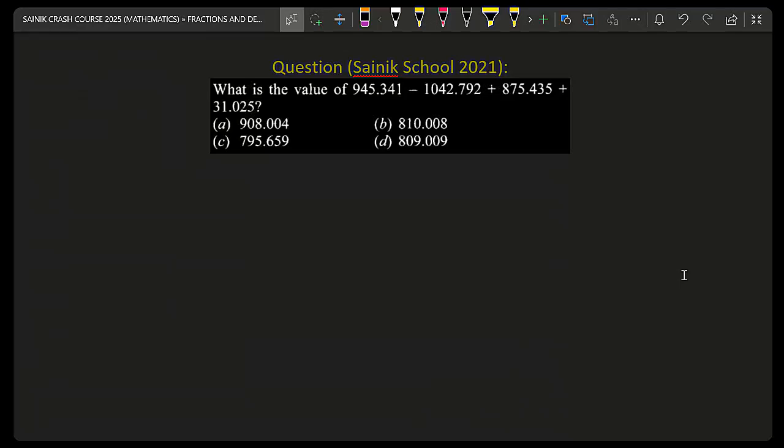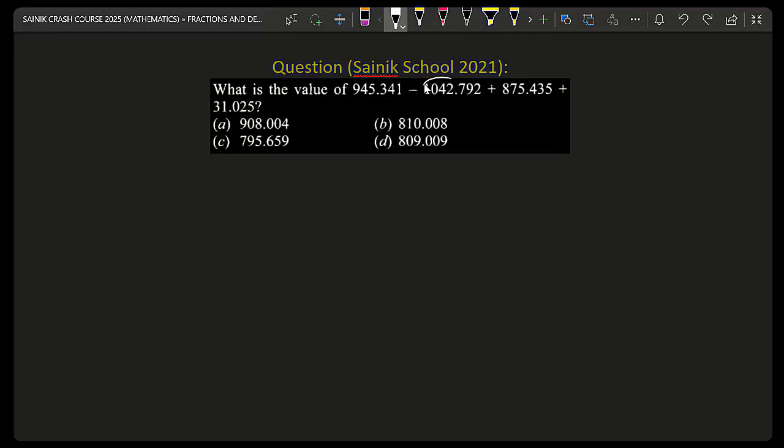Sir, we will do first 1042.792. Okay. So when addition and subtraction symbols are there in simplification, what will we be doing? First add all the positive numbers and add all the negative numbers and then subtract, right? Now you tell me, this number 945.341, positive or negative? Positive. We have to check the sign before it. Before it, there is no sign. So plus is understood, right? Yes, sir. So that is positive.